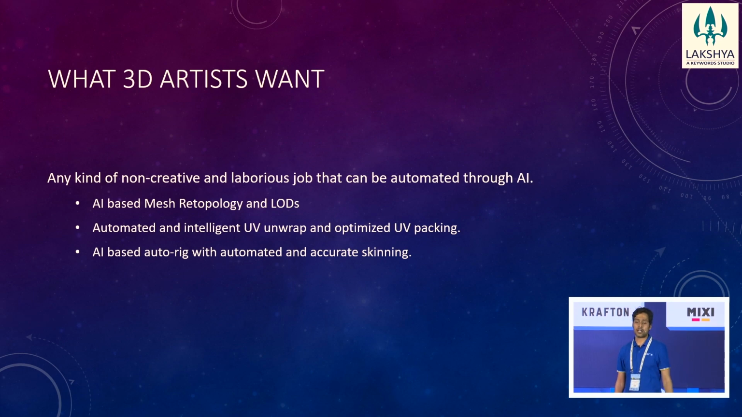What all 3D artists really want, and what is the most laborious thing, is doing retopology, creating UVs, and rigging, which is of course a tedious and complex process. We have done a lot of automation on that, but as a creative person, I personally feel that doing sculpting in ZBrush is fine, but retopology is laborious. If those can be taken care of by AI, that will be really helpful and save a lot of time. Same goes for the UVs as well.